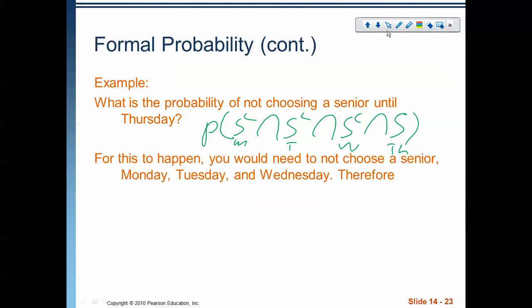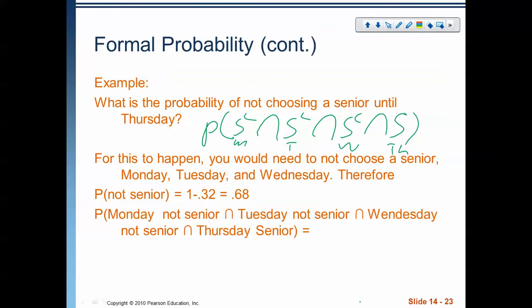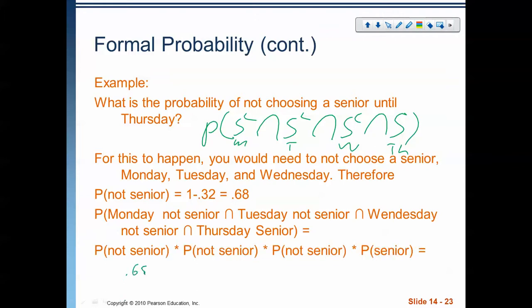So, let's see, did I put that information? Yeah, so I said that right there. For this to happen, you need to not choose a senior Monday, Tuesday, Wednesday. Therefore, P of not senior is 0.68. So we're going to have not senior, not senior, not senior, senior. Oh, maybe I put it on the slide. I should just hit the button. Yeah, which is 0.68 times 0.68 times 0.68, 3 not seniors in a row, and then a senior, 0.101.